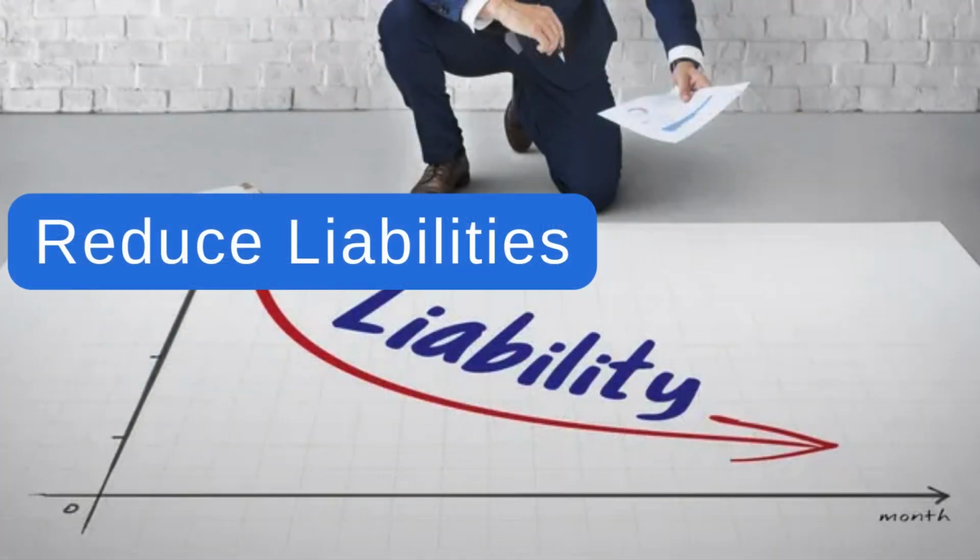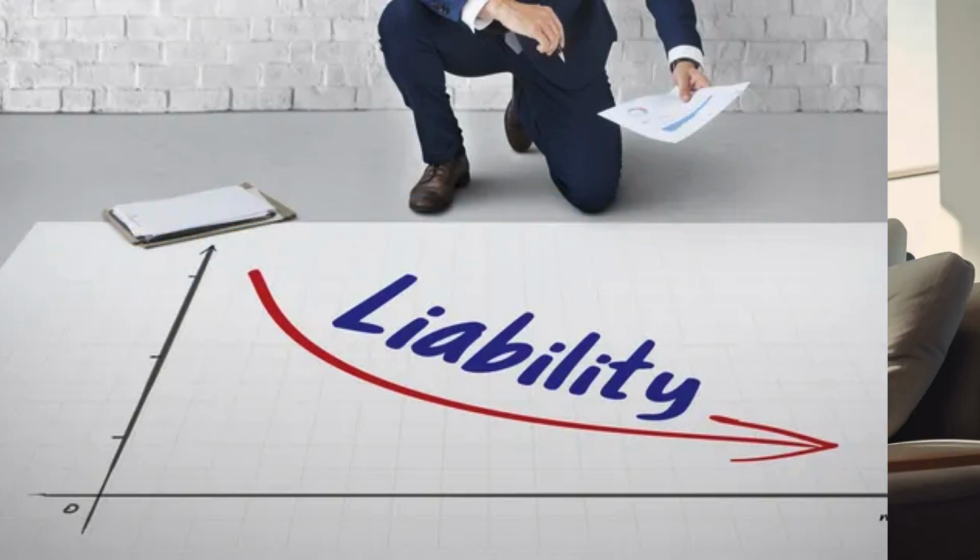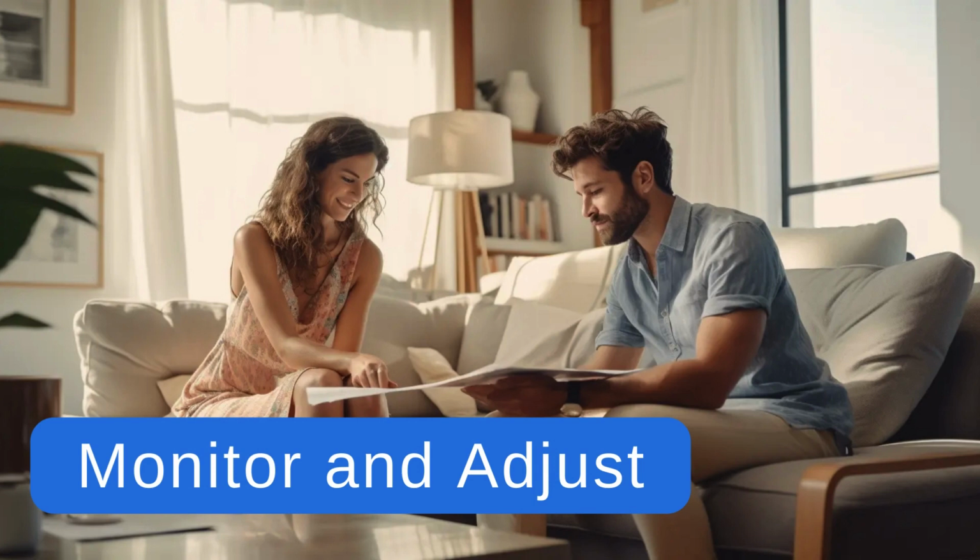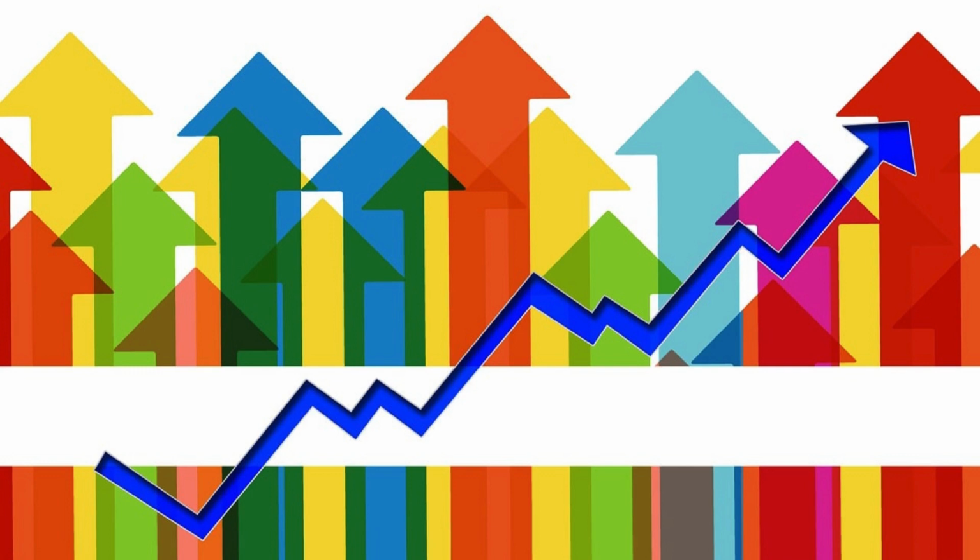B. Reduce liabilities. Take steps to reduce your liabilities by paying off debt, refinancing loans to lower interest rates, and avoiding unnecessary borrowing. Prioritize debt repayment strategies such as the debt snowball or debt avalanche method to accelerate progress. C. Monitor and adjust. Regularly review your net worth and financial goals, and make adjustments as needed based on changes in your financial situation, life circumstances, and economic conditions. Stay disciplined and focused on long-term wealth building to achieve financial security and success.